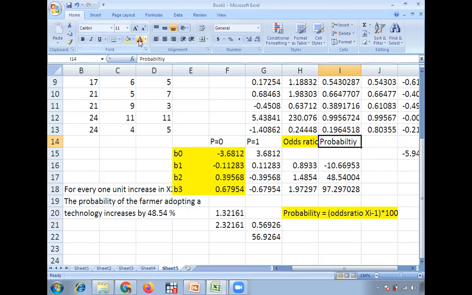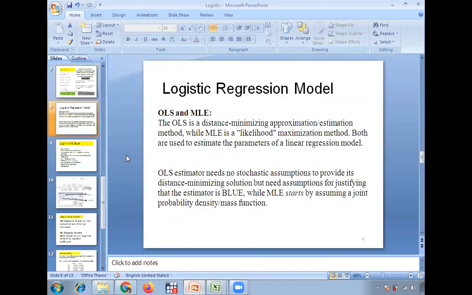The spelling is wrong, but don't mind. Okay, no, the spelling should be right. Probability. So minus 10.66, 48.54, 97.29. Here you can see how to interpret now. For every 1 unit increase in x1, the probability of the farmer adopting technology decreases by 10.66%. On the other hand, for every 1 unit increase in x2 or x3, the probability of the farmer adopting a technology increases by 48.54% and 97.297% respectively. So this is what the interpretation is. Okay. Now, let us see the interpretation part over here.